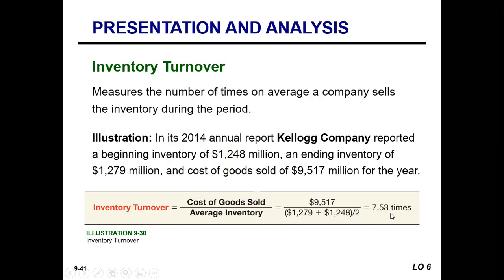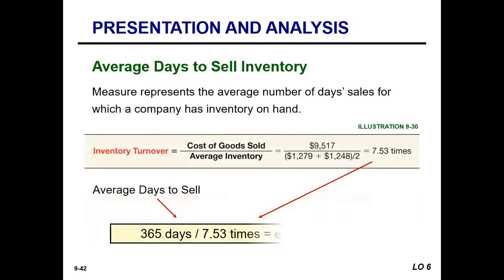So 7.53 times per year is what that means. Inventory is turned over approximately 7.5 times per year, essentially. That can also be broken down into days, because we can take 365 days divided by 7.53. And so that's what they're showing you here. So approximately every 48.5 days, our inventory is turned over. Again, turnover meaning from the time we purchase it until the time we sell it.